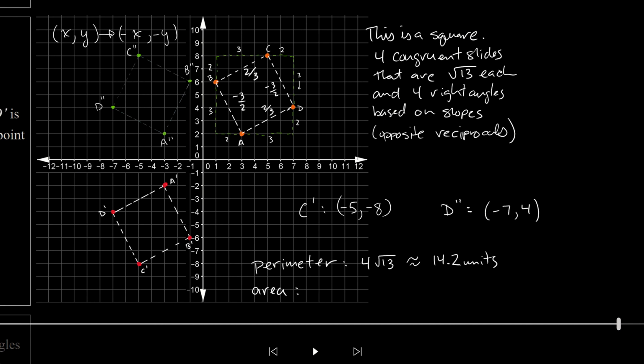And the area is 4 times root 13 times 4 times root 13. Well, 4 times 4 is 16. Oh, no, I'm sorry. It's root 13 times root 13. When you multiply the square root of 13 times the square root of 13, you just get 13. So the area of that is 13 square units.